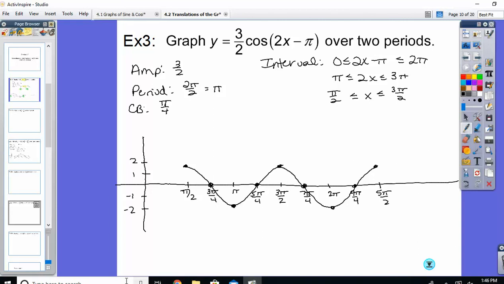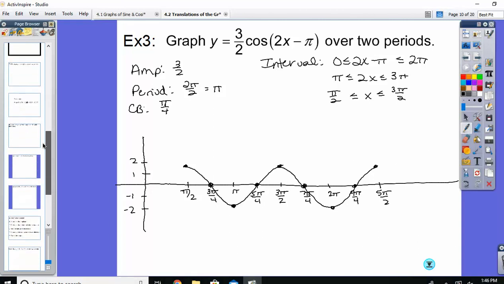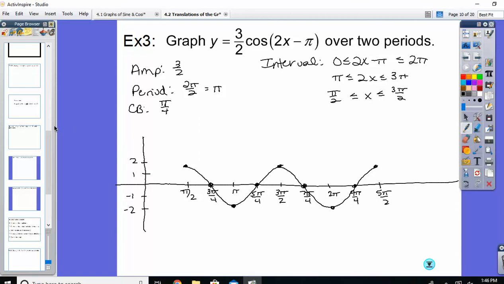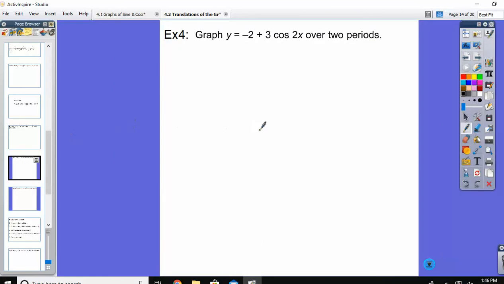So this is where fifth hour stopped, but I want to keep going and add one more twist to this. Okay, so the last piece that we are going to add in, if I take an equation like this, -2 plus 3 cosine 2x.